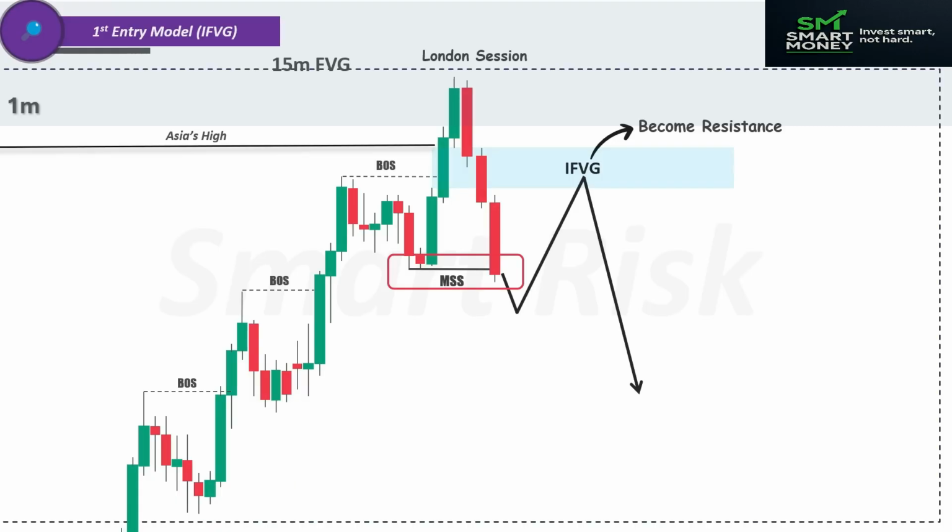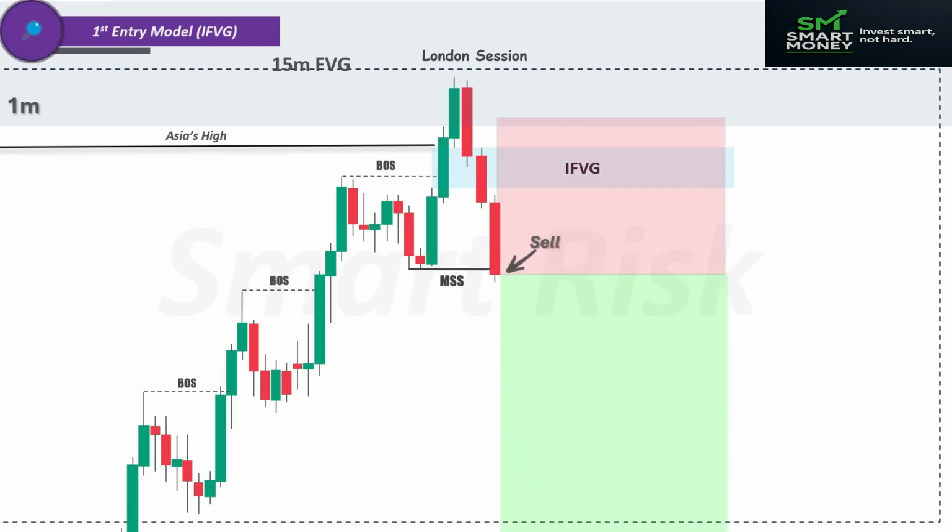such as a V-shaped recovery or a change in the state of delivery. Now here's exactly how I place the entry. Option 1. Enter immediately after the IFVG forms by opening your position at the next candle open, with the stop loss placed above the most recent swing high.